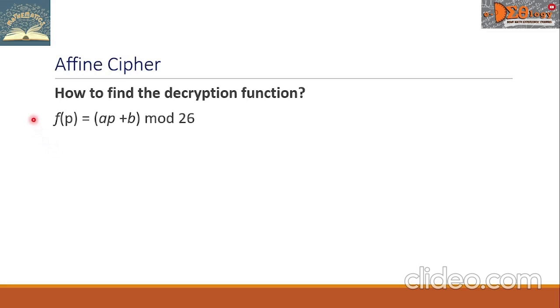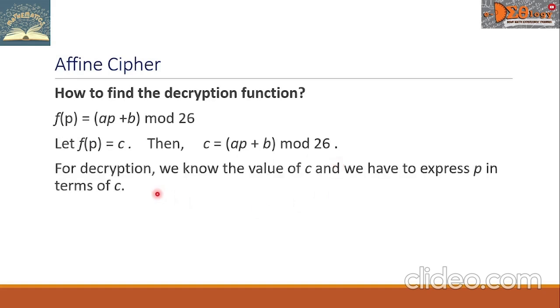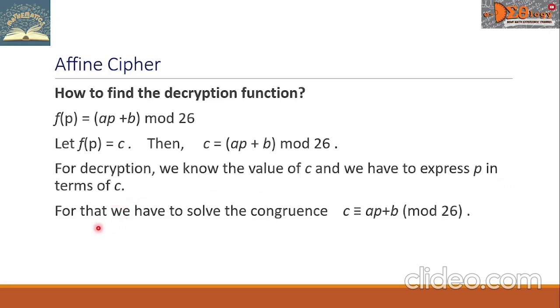Given our encryption function, now we let f(p) = c. So we can replace the c in here. The new function becomes c = (ap + b) mod 26. For decryption, we know the value of c, and we have to express p in terms of c. For that, we have to solve the congruence c is congruent to ap + b mod 26.